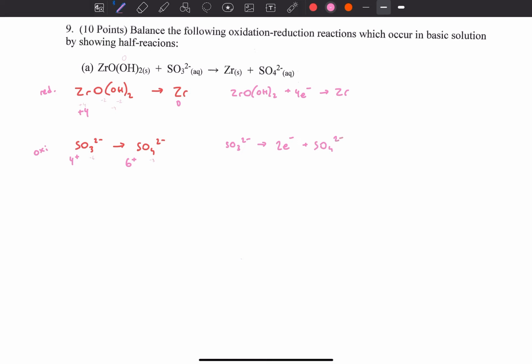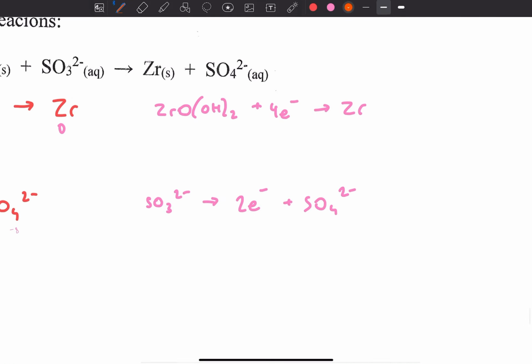Now we want to balance out our charges on both of these, so I'm going to do these in orange. On this side, we have a 0 right here, and then a -4 right here, because we've got those 4 electrons. And on this side, we have a 0. So we're going from -4 on the left to 0 on the right. So how can we make this right-hand side equal? We need to add 4 hydroxides. That would give us a -4 on the right-hand side and a -4 on the left-hand side, so perfect.